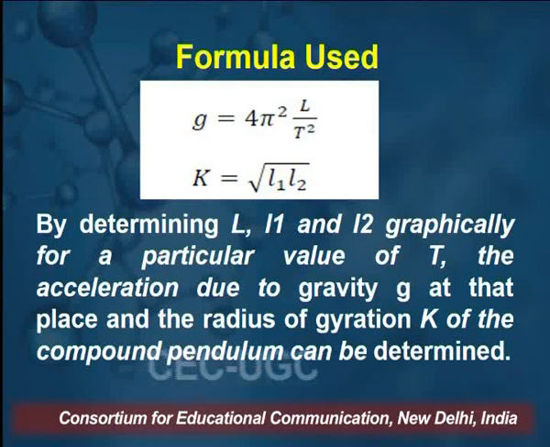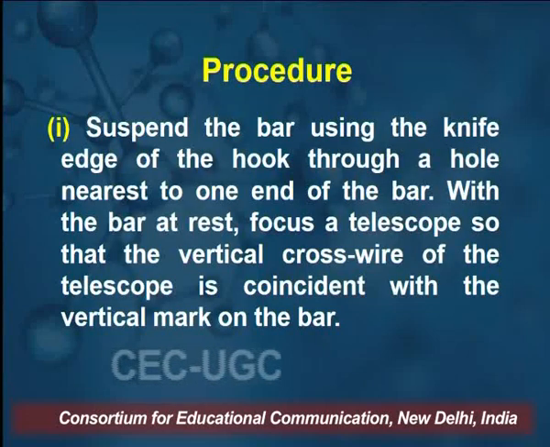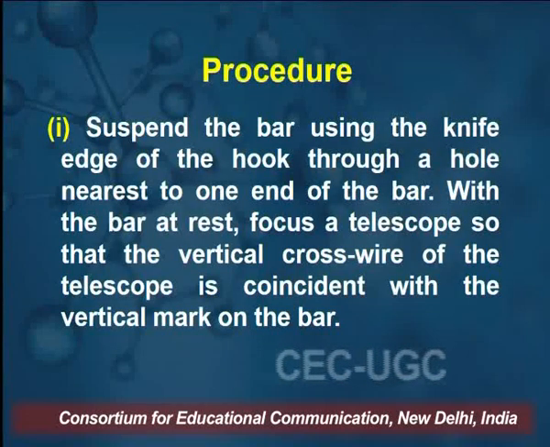Now you see L, L1 and L2 graphically. For the particular value of T, the acceleration due to gravity g we can find out at a place, and the radius of gyration K of the compound pendulum can be determined. Now further we will discuss the output of this experiment: this is the graph we will get when we hang this bar pendulum with a knife edge. Now we see what is the procedure behind this experiment.